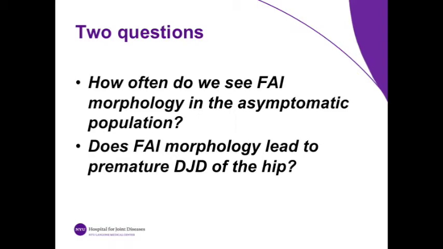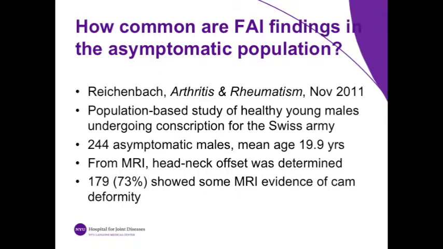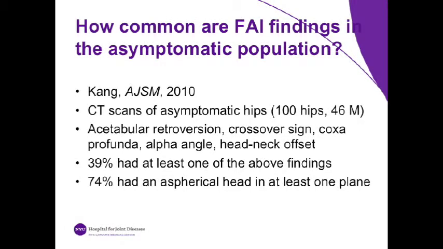Two questions. How often do we see FAI morphology in the asymptomatic population? And does FAI really lead to premature DJD of the hip? This study performed in radiology was a prospective study and shows a high incidence of CAM and pincer findings in asymptomatic patients. This is a population-based study that also shows a high incidence of CAM deformity in an asymptomatic population.